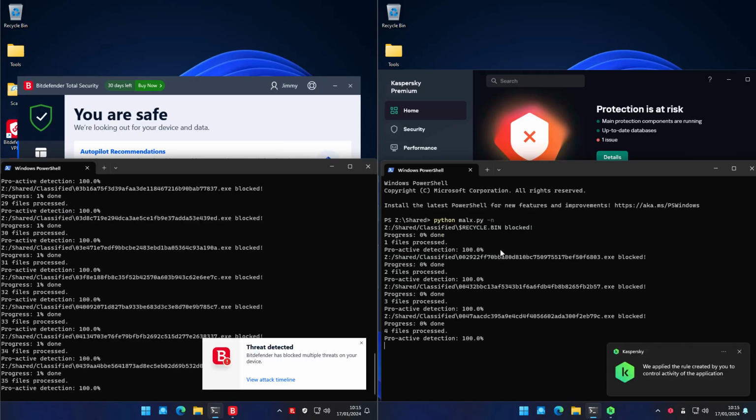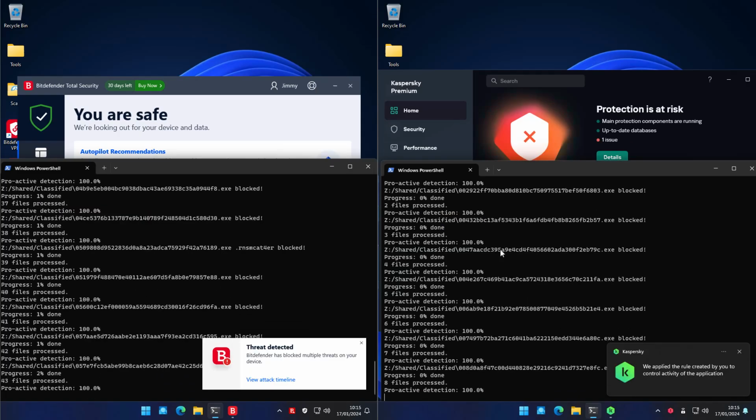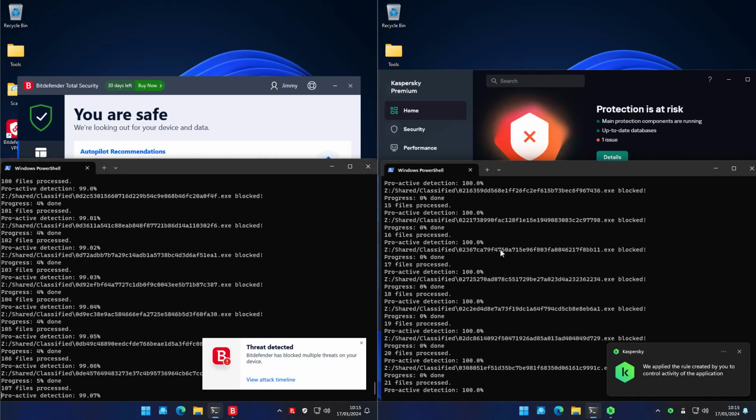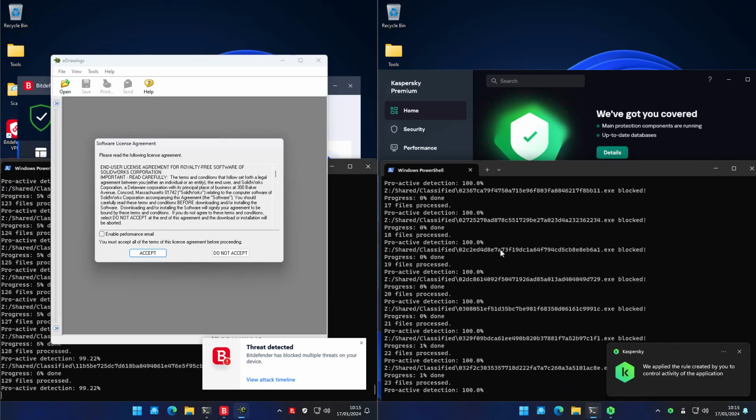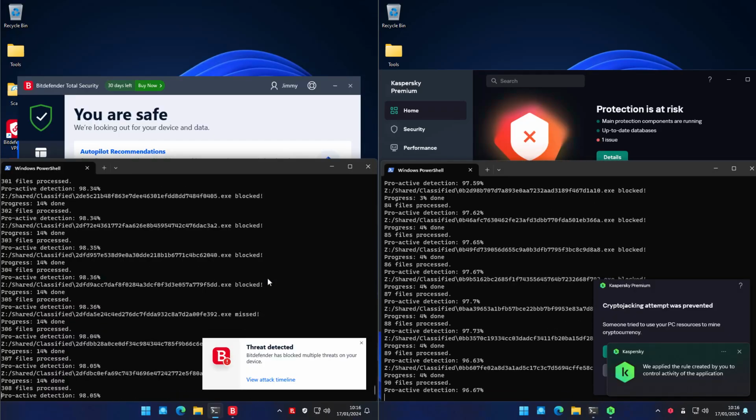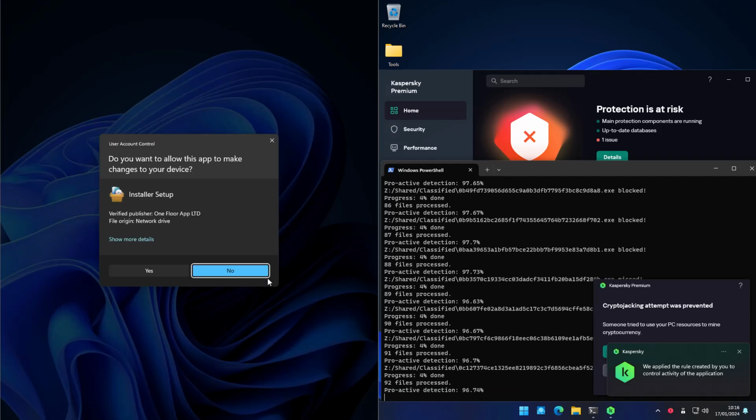As you can see, they're both blocking samples. It seems like Bitdefender had a bit of a head start. It seems to be going a little bit quicker, but I'm going to leave this running and we're going to see what executes, what happens on each of these systems. Looks like something's running on the Bitdefender end. As you can see, we're getting alerts galore on both of these.